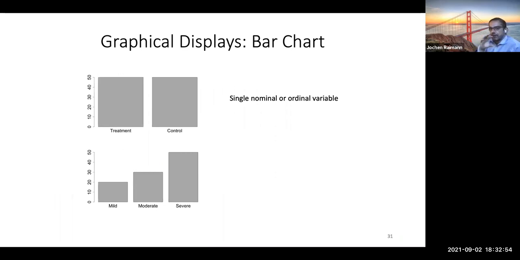Okay, you can equally display your categorical data in bar charts. So this is a rather non-informative bar chart, but you can show this equally as a bar chart where the bar on the y-axis reflects the number of cases within each group.